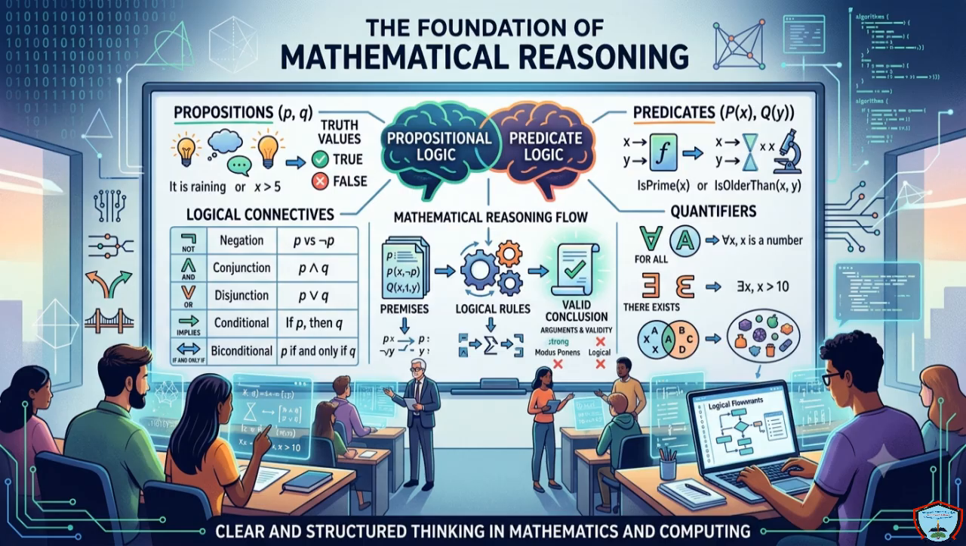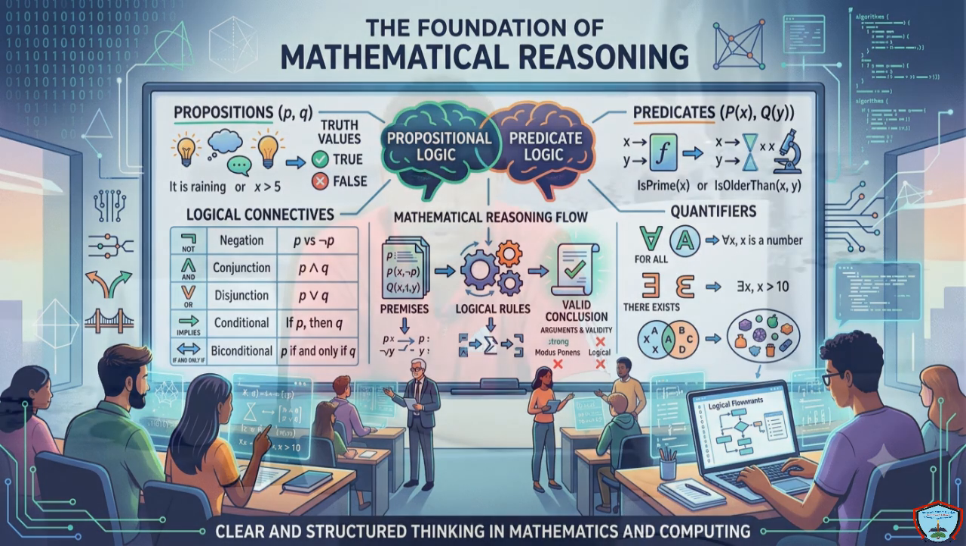Another important topic is the classification of logical statements. Some compound propositions are always true regardless of the truth values of their components. These are known as tautologies. Others are always false and are called contradictions. Identifying tautologies and contradictions helps us analyze the structure and validity of logical reasoning.